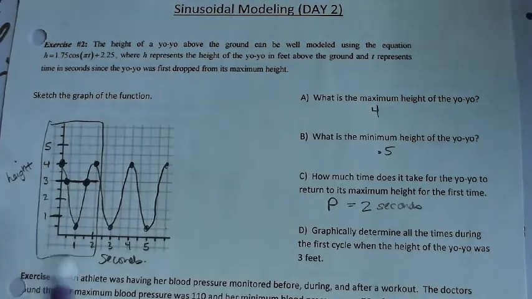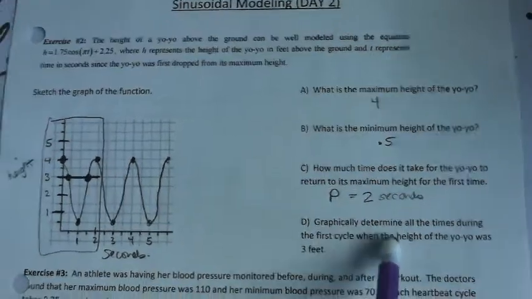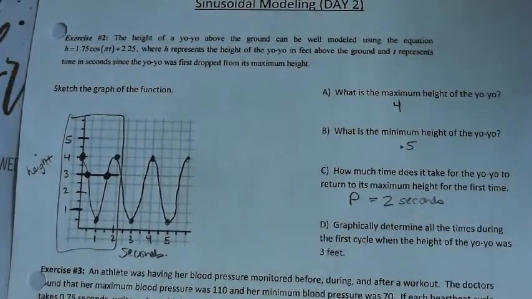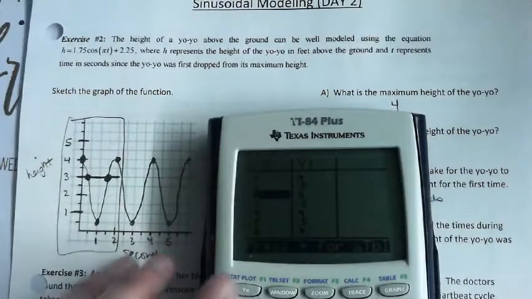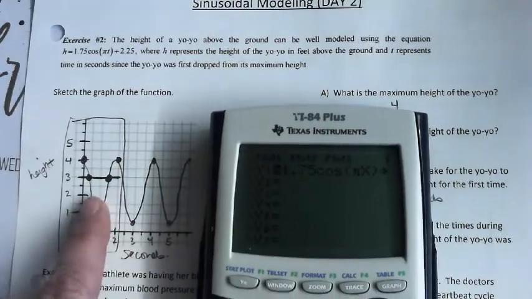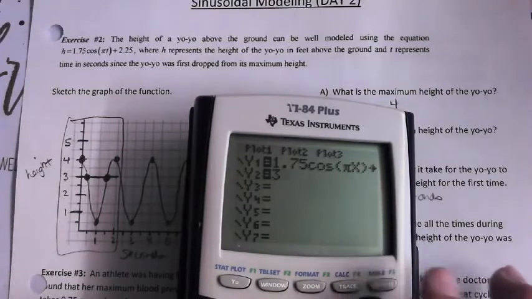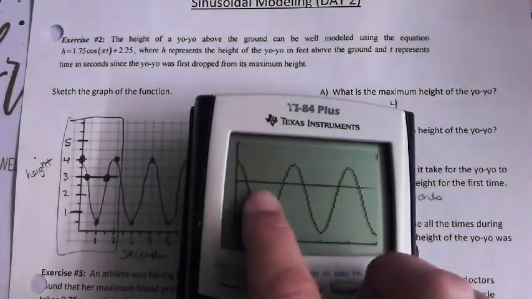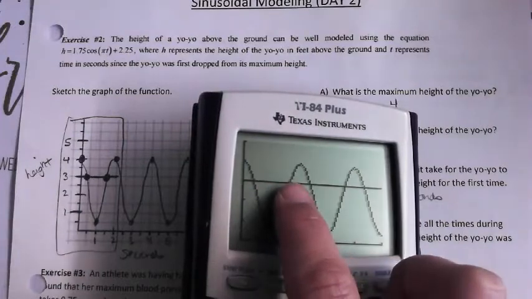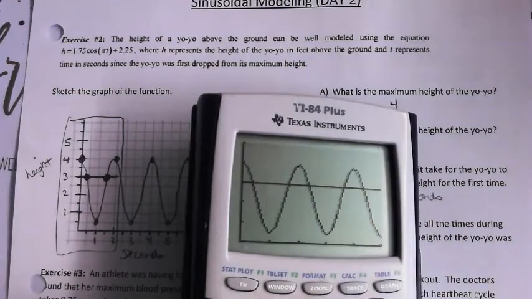I can guesstimate when that's happening, but something tells me the Regents would say to the nearest tenth of a second or something very exact. So this is kind of like that boat problem from yesterday. Go and graph that horizontal line, y equals 3, and then find the point of intersection here and here in that first cycle to figure out the seconds.